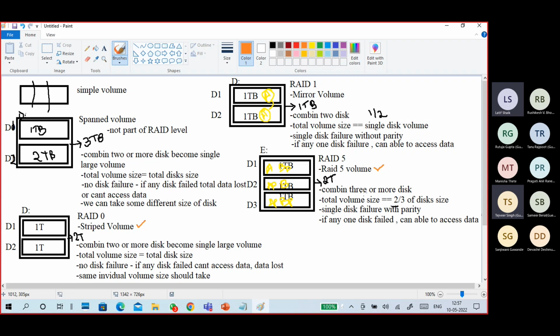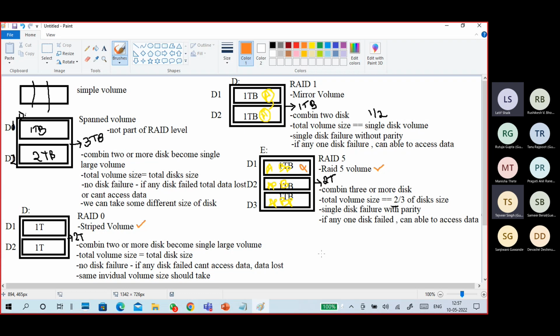Next, it is a single disk failure tolerance with a parity. Means if any of the disks fails suddenly, no problem, we can still access the data. That is another point. So the second point is, okay, we can still access the data.